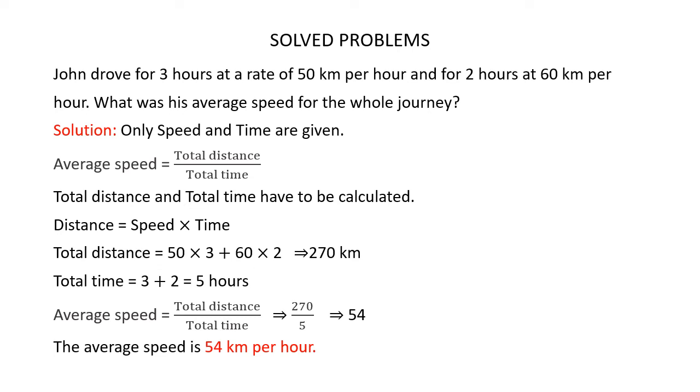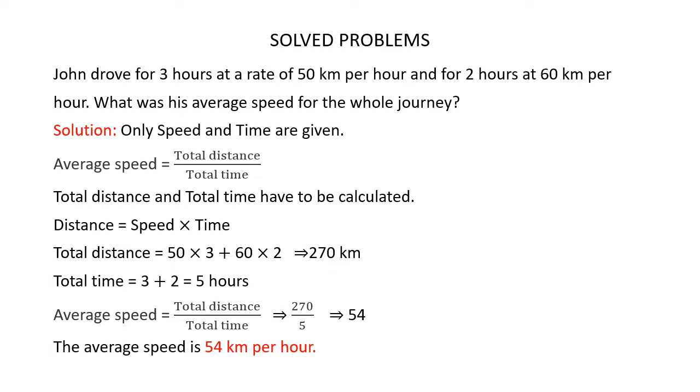Now it's given that John drove for 3 hours at a speed of 50 kilometers per hour and then he drove for 2 hours at 60 kilometers per hour. We know that distance is equal to speed multiplied by time. So total distance is equal to 50 multiplied by 3 plus 60 multiplied by 2, which is 270 kilometers. So total distance is 270 kilometers.